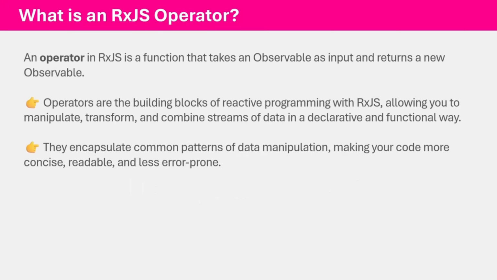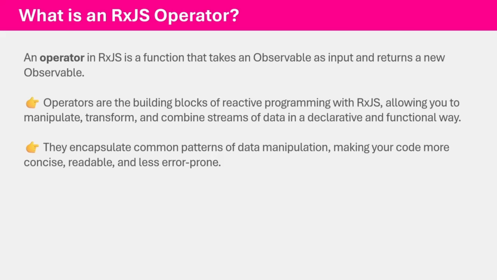So what is an RxJS operator? An operator in RxJS is just a function that takes an observable as an input and it returns a new observable. So RxJS operators are nothing but a function which also returns an observable. Operators are the building block of reactive programming with RxJS, which allows you to manipulate, transform, and combine streams of data in a declarative and functional way. And RxJS operators encapsulate common patterns of data manipulation, making your code more concise, readable, and less error prone.